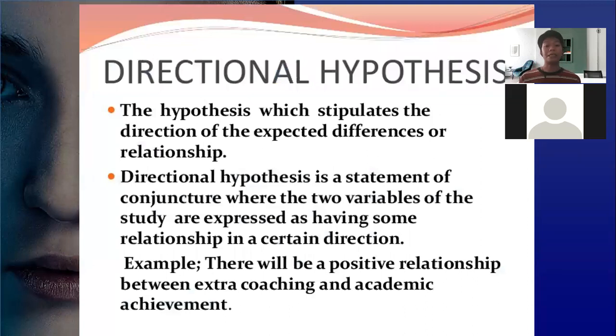So we have hypothesis based on the relationship among or between the variables. We have directional hypothesis. This hypothesis stipulates the direction of the expected differences or relationship. Directional hypothesis is a statement of conjecture where the two variables of the study are expressed as having some relationship in a certain direction. Directional hypothesis siya, it's because the relationship of the variables is expressed directly. Meaning there's a direct assumption on the relationship between the variables.